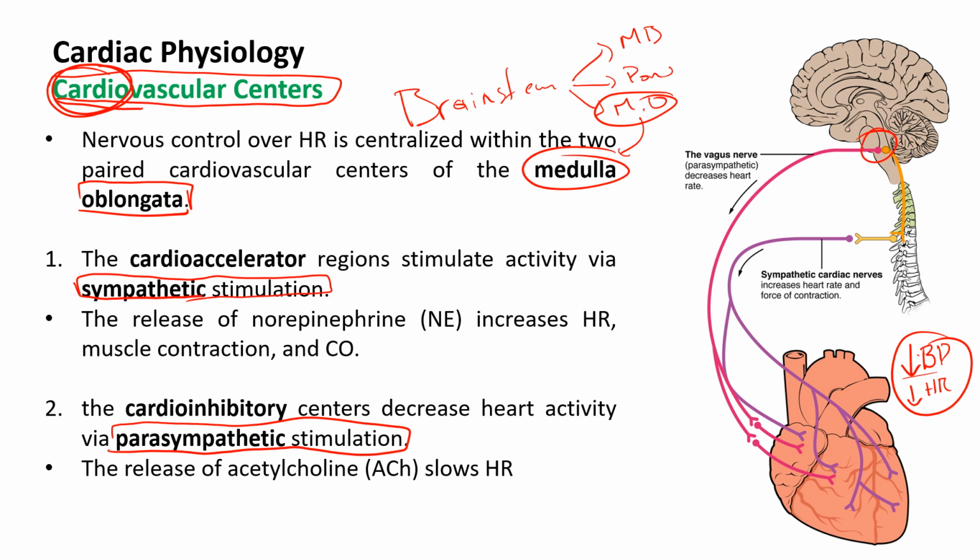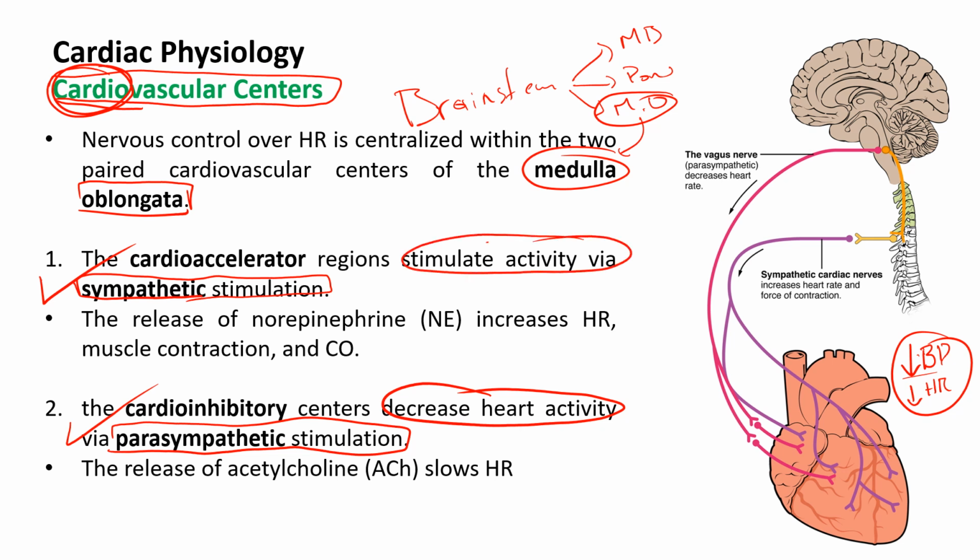The medulla oblongata has two options. It can activate the sympathetic or it can activate the parasympathetic. Now, notice that the parasympathetic decreases the heart activity. The sympathetic stimulates the heart activity.